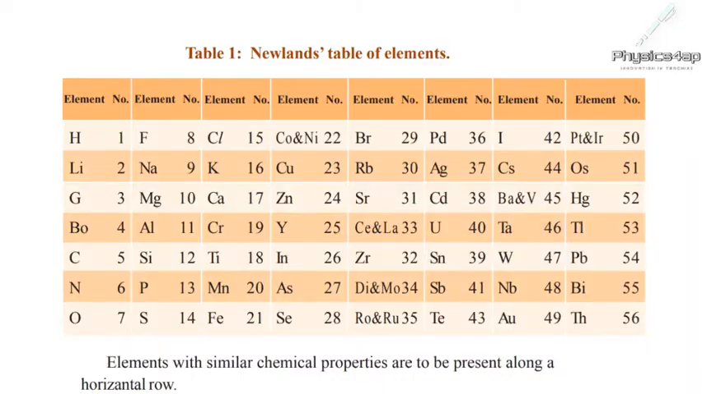So here we have the Newland periodic table starting from hydrogen. If we see in the table, we have 1, 2, 3, 4, 5, 6, 7, and the 8th element again comes from the first. As you see, the atomic numbers like 1, 8, 15 all have the same chemical properties. So the elements with similar chemical properties are present along a horizontal row. You can see this clearly in the Newland periodic table.